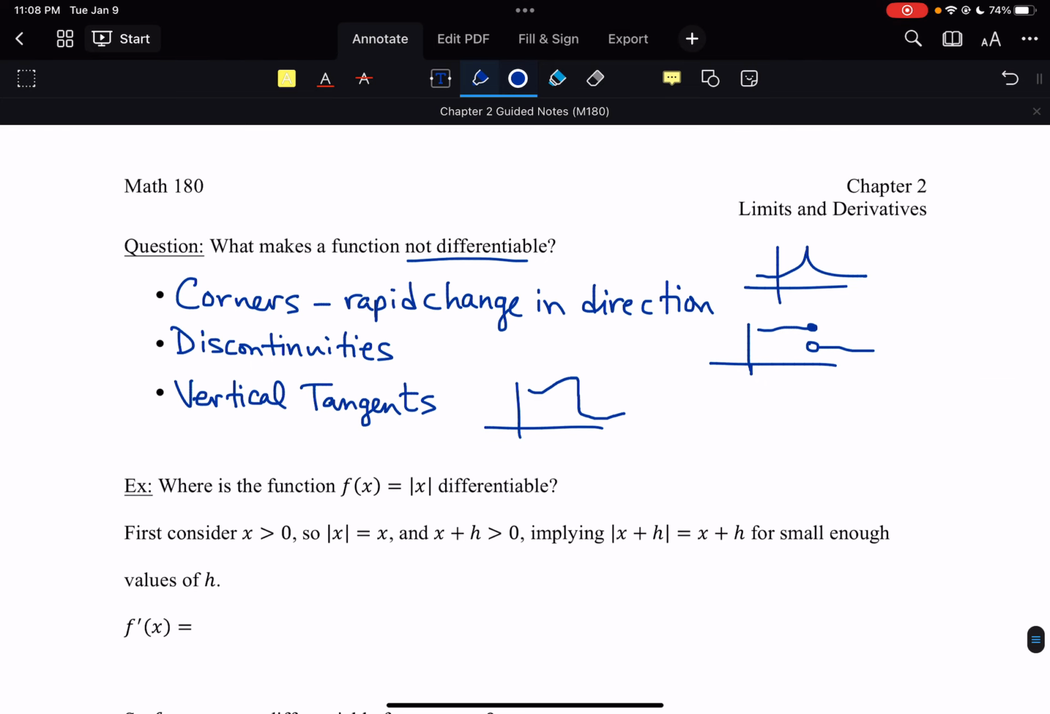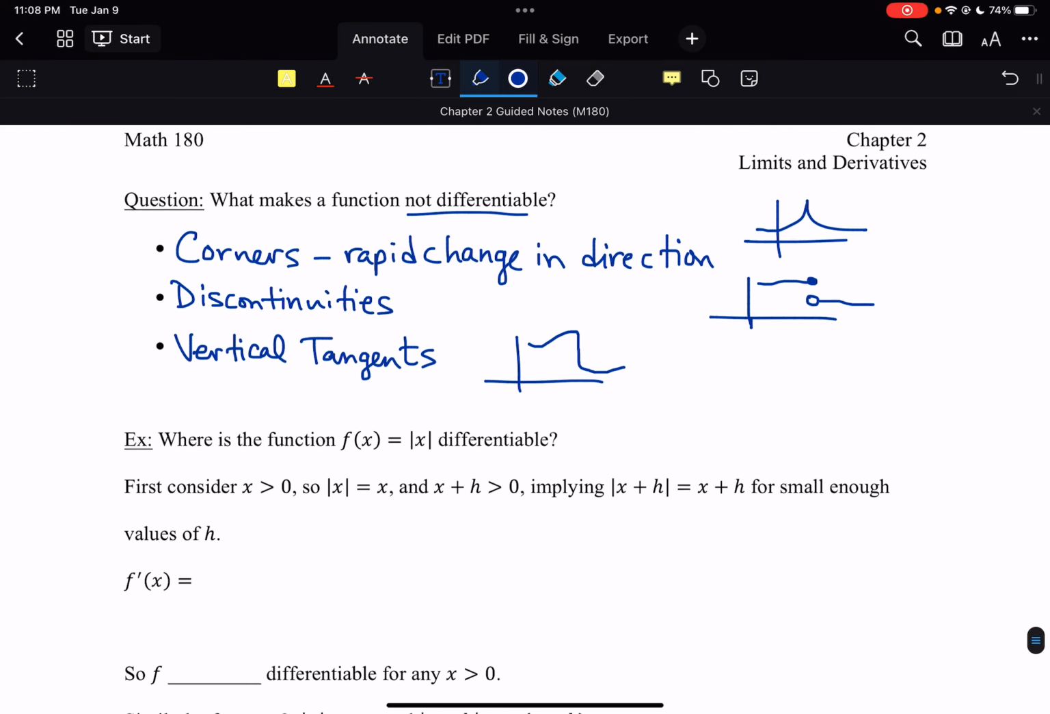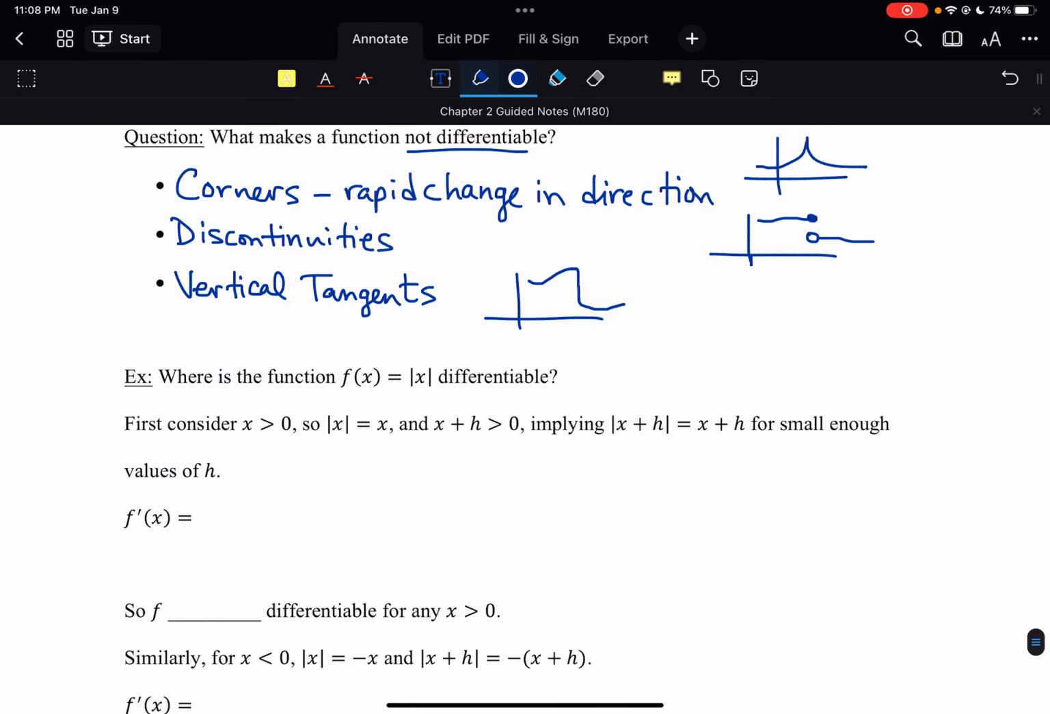If we look at a more specific example, let's look at the absolute value function. Where is this function differentiable? So the absolute value function, of course, is broken into two pieces primarily, right? You've got the negative section and the positive section here of that V shape. So we're going to break this into smaller pieces. So we're going to first consider x greater than 0. So the absolute value of x is x. So that's this piece right here, right?